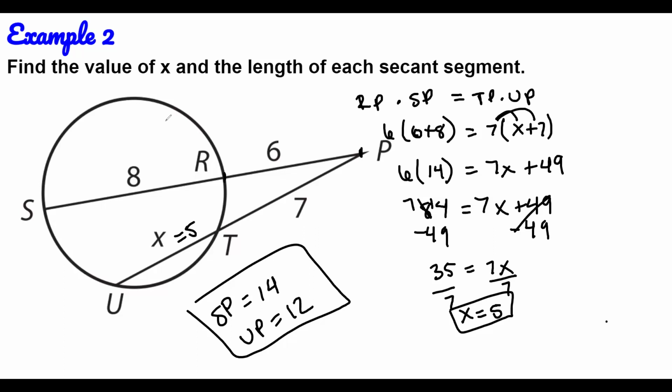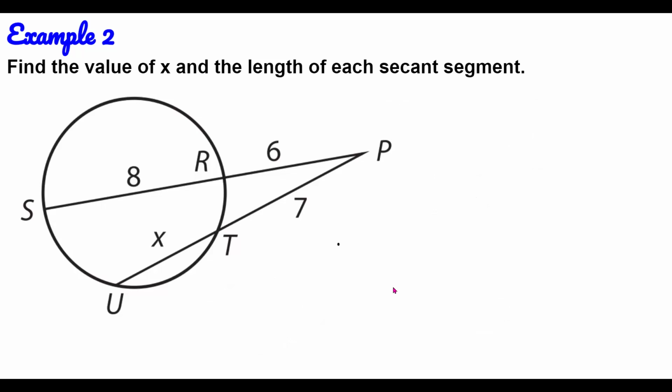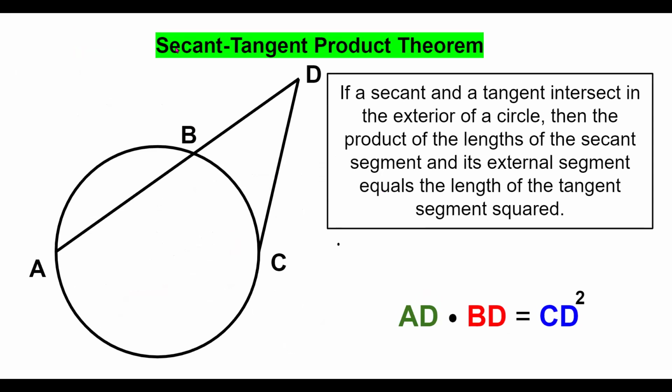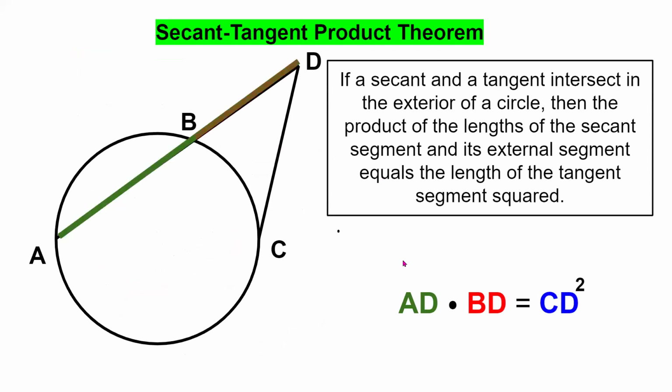Okay, so the last one, guys, is very similar yet different. It's the case where instead of having two secants, we have a secant and a tangent. So go ahead and copy this one down. Secant-tangent product theorem. Very similar. We still have our two parts. The entire secant times its exterior part. So we have AD times its external part, BD.